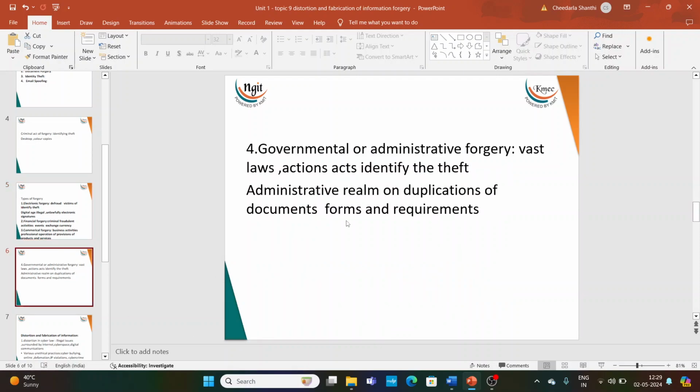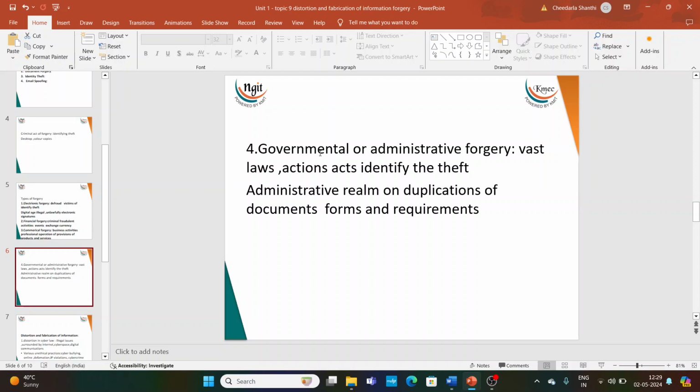Third one is governmental or administrative forgery. Administrative forgery is vast. It consists of expansion of laws and actions based upon the acts. You are going to identify the theft. Government consists of mandatory requirements, mandatory forms, and whether they are legal or not. They are going to identify whether it is there or not.